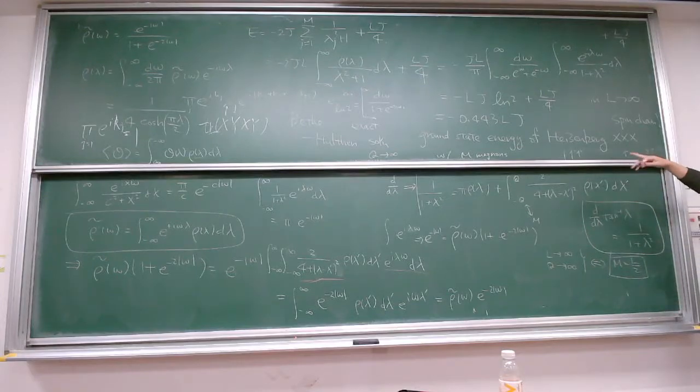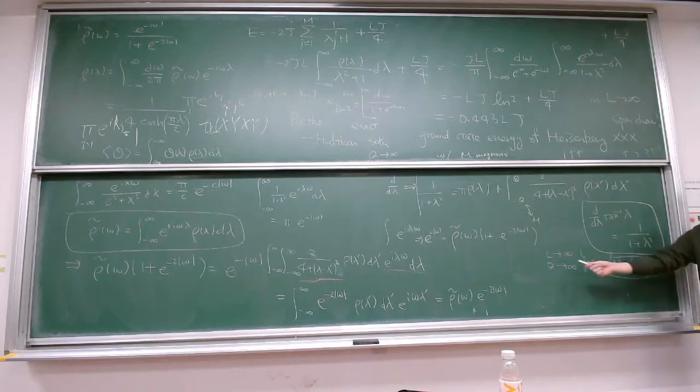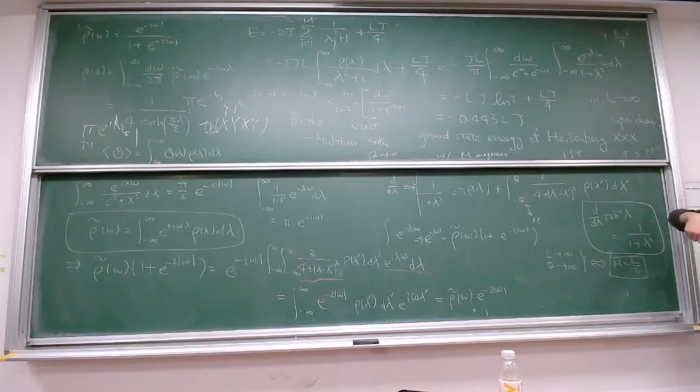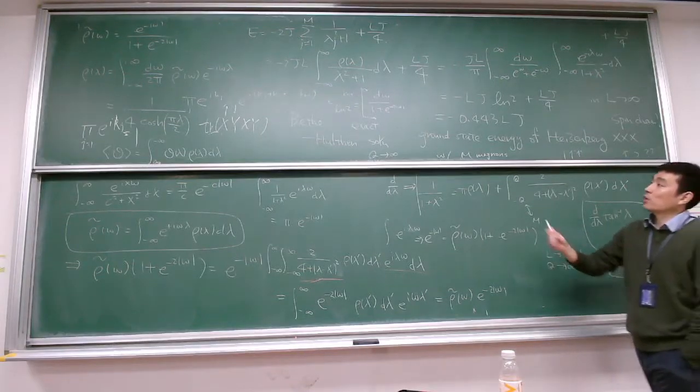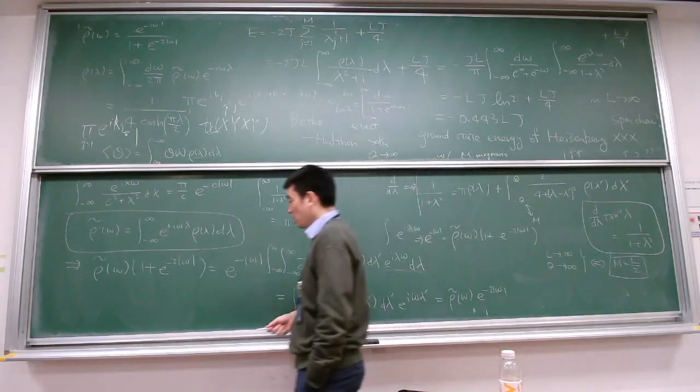If you solve this continuous limit of the Heisenberg spin chain, L goes to infinity, Q goes to infinity, you can actually verify M is equal to L over 2. So half of the spins are up, half are down. And then we can just solve the equation. And this is the meaning of ground state.